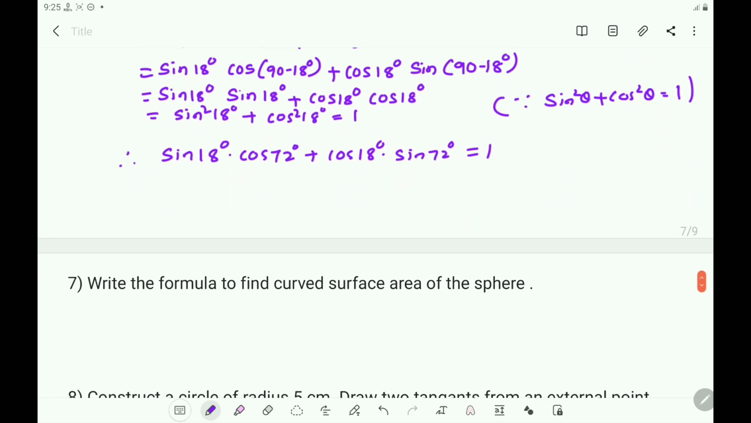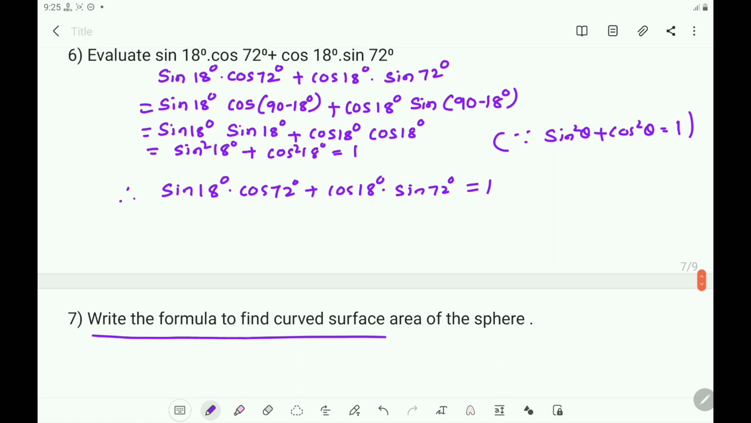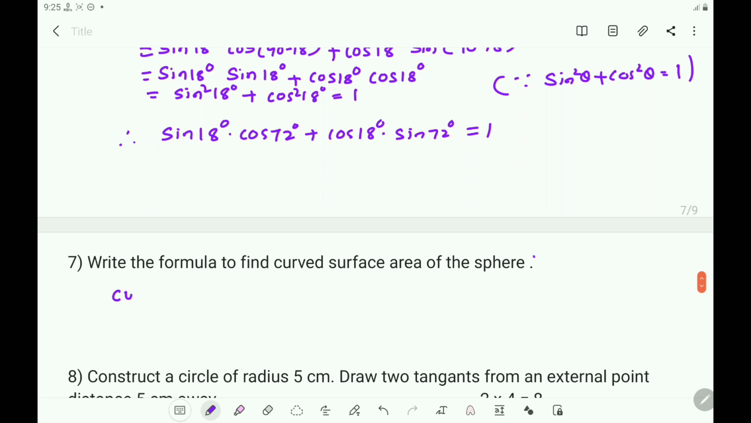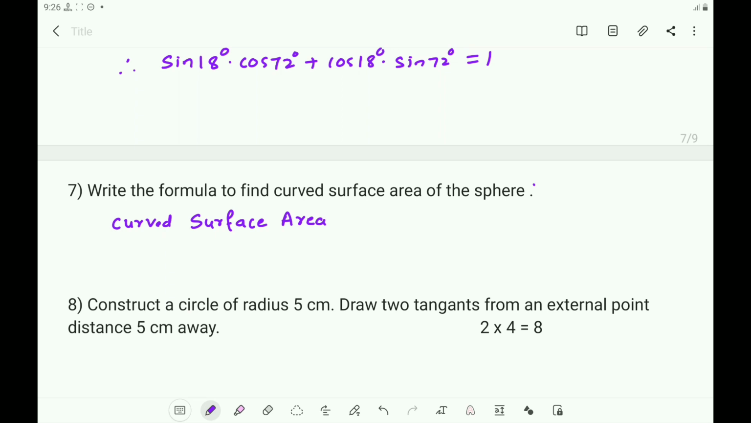Then you take the next question. Write the formula to find curved surface area of the sphere. For sphere, curved surface area and total surface areas are same. So you write here curved surface area, you can write CSA also. Curved surface area of sphere equals 4 pi r square.